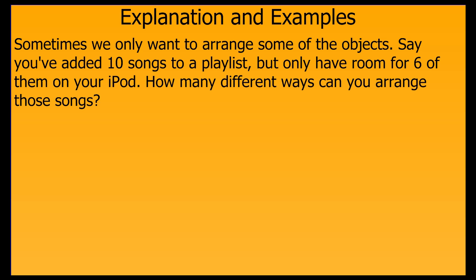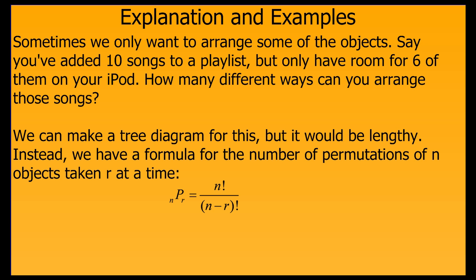Sometimes we only want to arrange some of the objects. Say you've added 10 songs to a playlist, but only have room for 6 of them on your iPod. How many different ways can you arrange those songs? We could make a tree diagram for this, but it would be lengthy. Instead, we have a formula for the number of permutations of n objects taken r at a time.